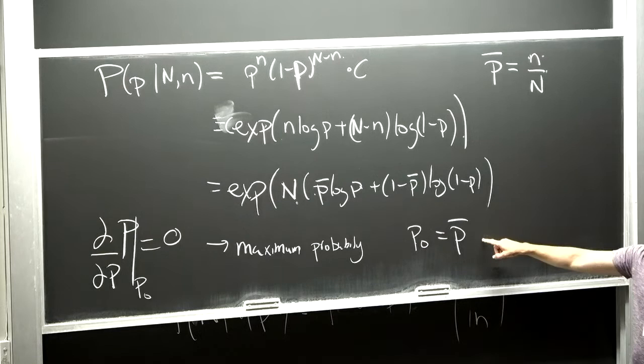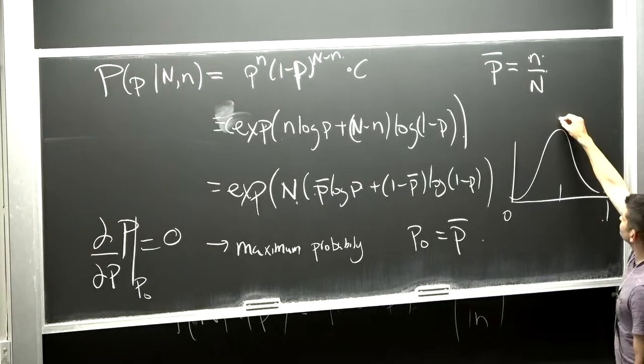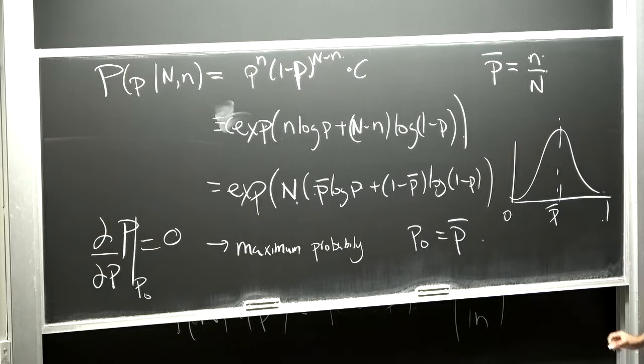The next thing we want to do is find out the shape around this point. So our likelihood is something like this. There's 0, 1. It's some shape like this. The maximum here is at p bar. The next question is, what is the width of this distribution? By the central limit theorem, this thing is going to become a Gaussian. In the notes, we show that it's a Gaussian, so you don't have to take a theorem for it. It just comes from Taylor expansion.